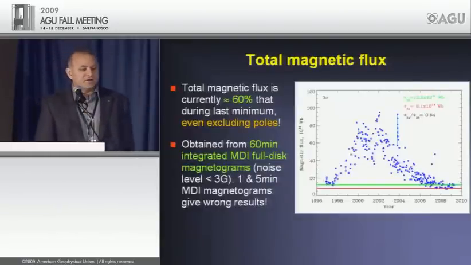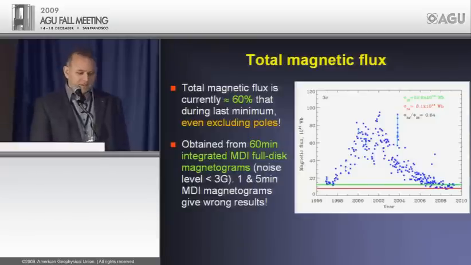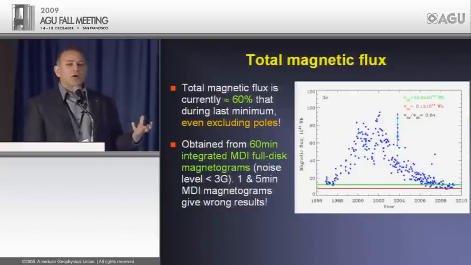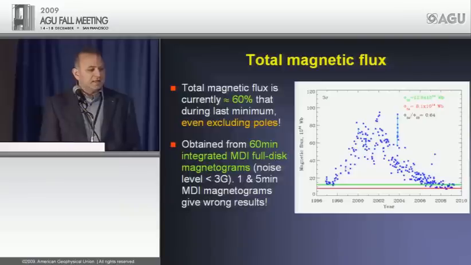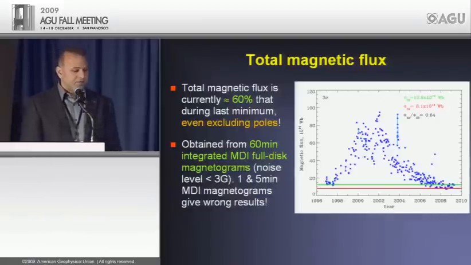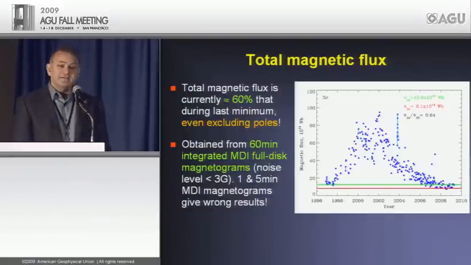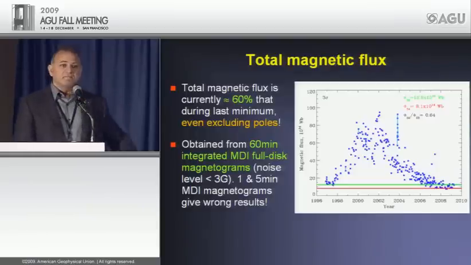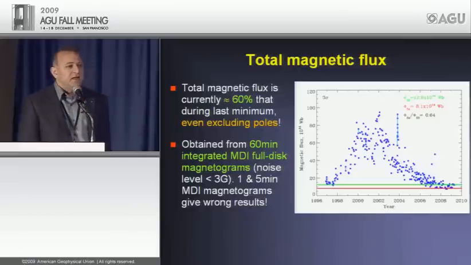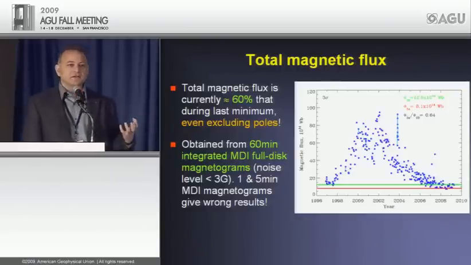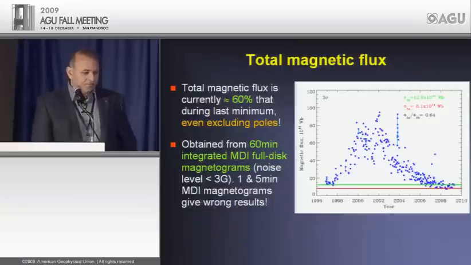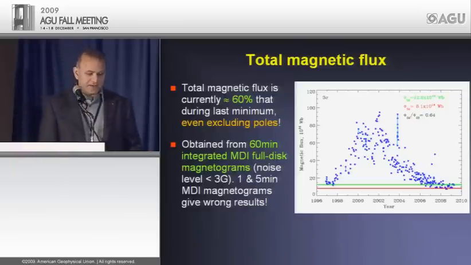Finally, let's consider the total magnetic flux of the sun integrated over the whole solar disk, or just looking at the center of the solar disk. And we find that in the present minimum, the amount of magnetic flux is only about 60% of what it was in the minimum of 1996-97, even if you exclude the poles. So it's not just the open flux at the poles which has changed, but the very structure of the magnetic field. In the quiet sun, the amount of field you have in the network is considerably lower now than it was before.